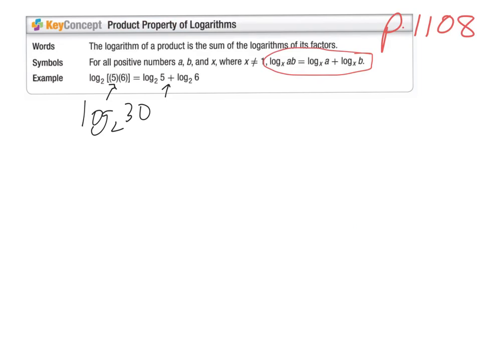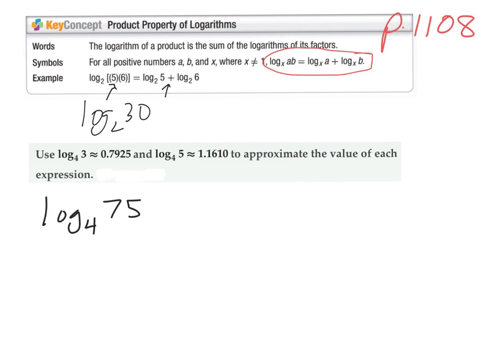It's log base 2 of 30. And I can use the factors of 30 to separate them into 2 logs, because you're going to probably be given this. And then, like in the last problem, you're going to have to manipulate it around a little bit to use the properties. Again, when I have the log of a product, I can separate them as 2 separate logs using addition. That's why it's the product property.